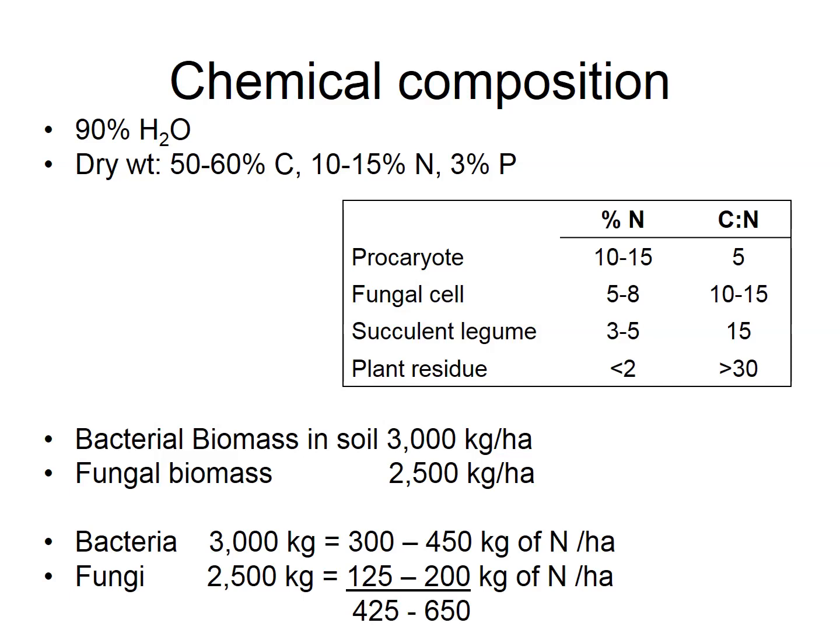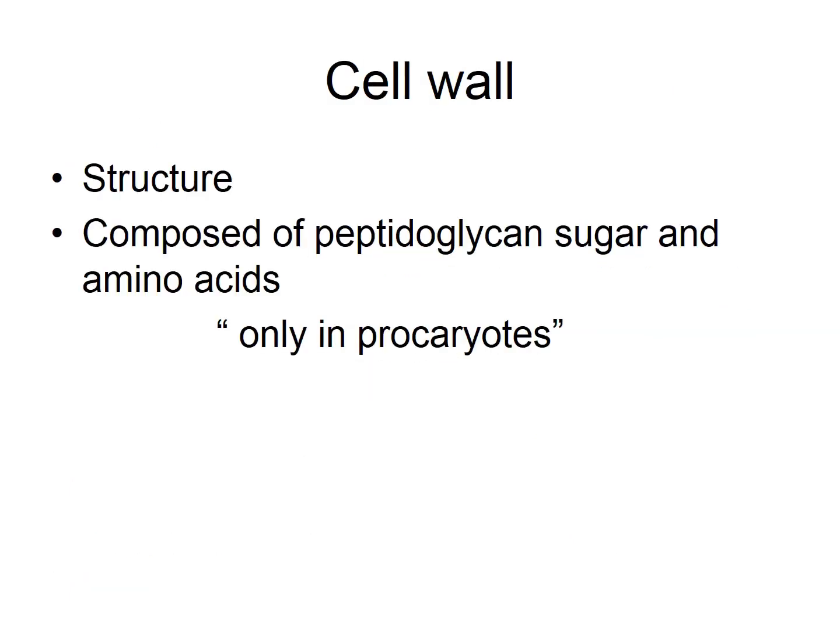In general, if we look at the contribution of bacteria and fungi to biomass in soil, we can see that they're very similar and they can contribute to high biomass. Therefore, if a fungal or bacterial cell dies, it adds to the organic matter pool in the soil system, adding carbon and nitrogen and perhaps other nutrients like phosphorus.